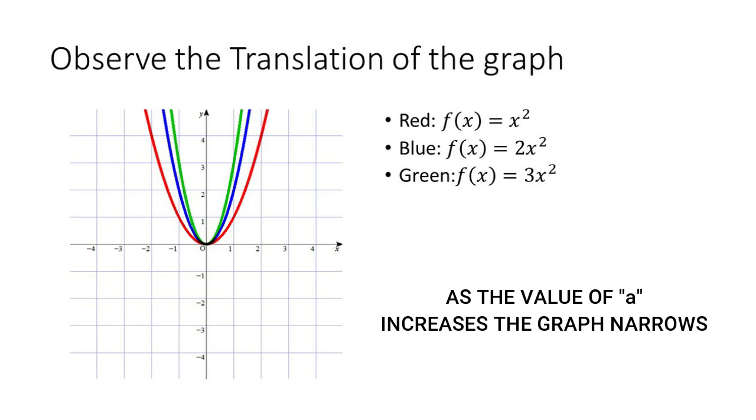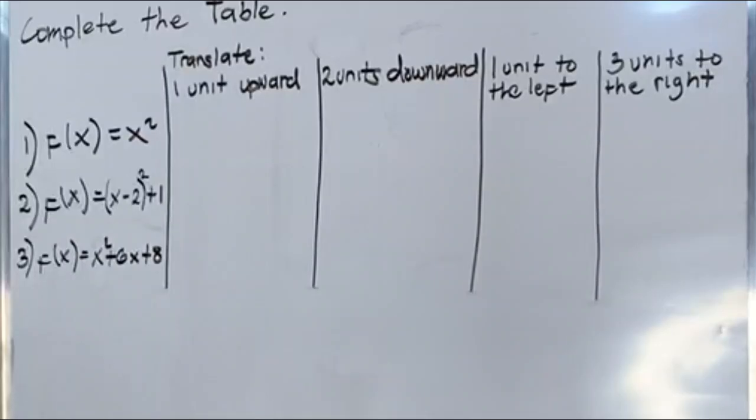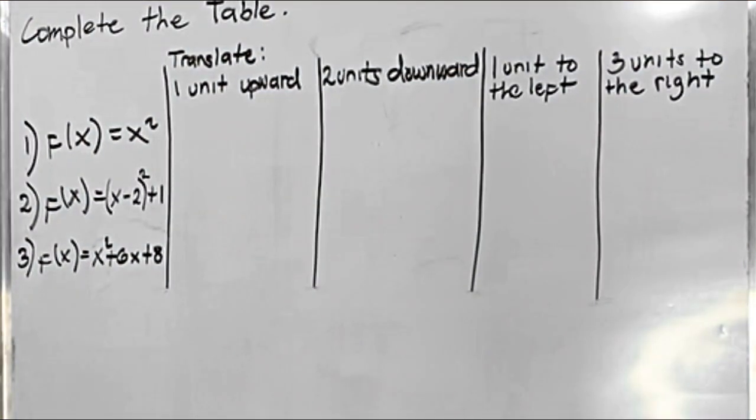Now let us analyze the change in the value of a of a graph of the given quadratic function. As the value of a increases, the graph narrows. If the value of a decreases, the graph becomes wider. Now let us apply what we have learned.